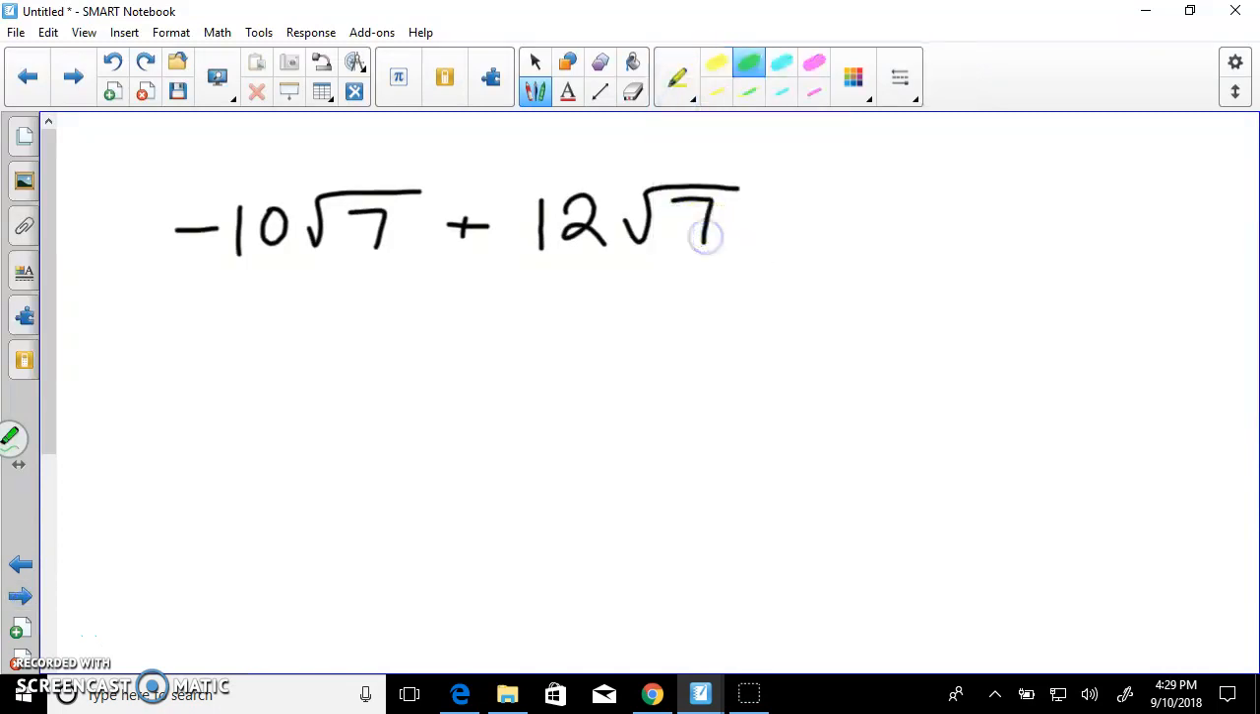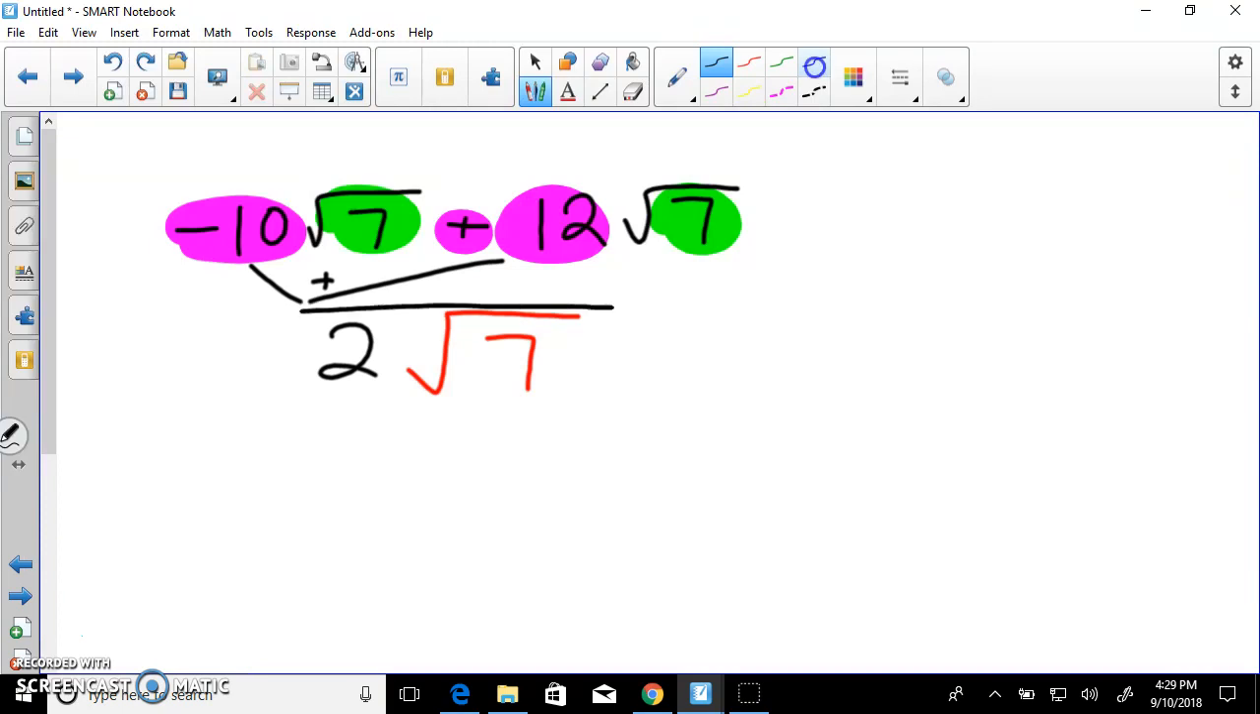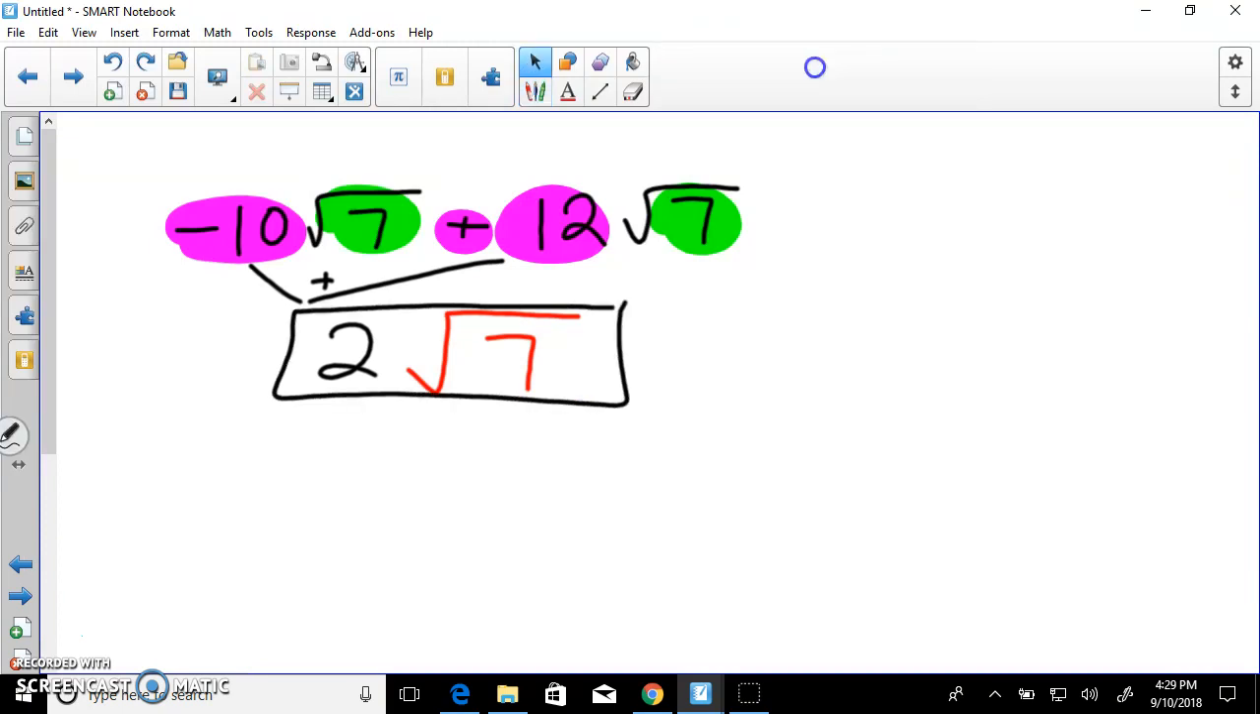Automatically, we should be noticing that the radicand, square root 7, are exactly the same, and the square root of 7 can't be simplified into any other prime factors. So our answer is going to have square root of 7. Next part is we're going to look at our coefficients. So negative 10 plus 12, and we're going to simplify that. What is negative 10 plus 12? Negative 10 plus 12 is just going to give us 2. So our final answer would be 2 root 7.